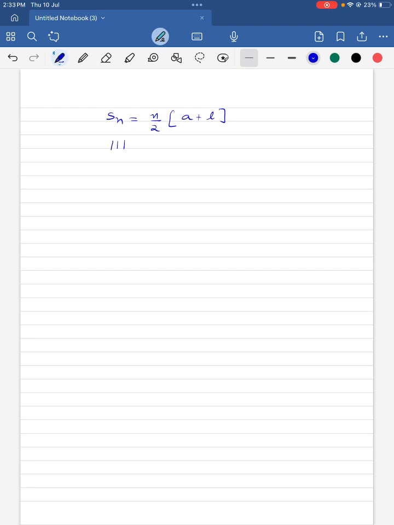So we know that the sum of 12 layers is 111. That's equal to 12 by 2, and the first layer is 17.5 kg, plus L. So that gives me 111 divided by 6 is equal to 17.5 plus L. Now 111 divided by 6 is 18.5, which is equal to 17.5 plus L. So L will be 18.5 minus 17.5, which means the last cake will have a weight of 1 kg.